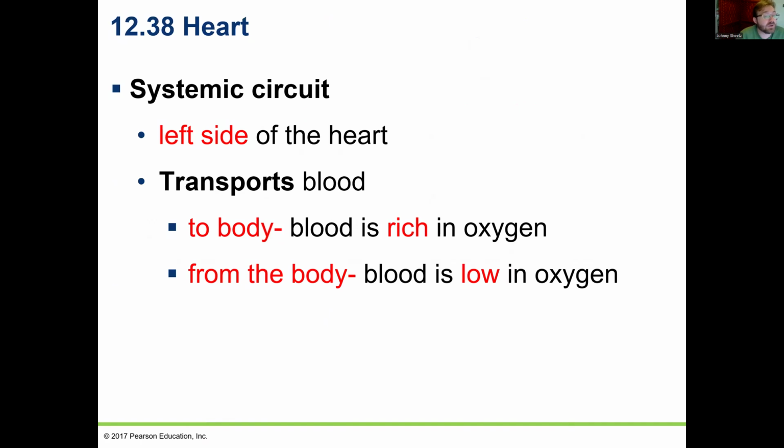Now, the second circuit is going to be the systemic circuit, which is going to be on the left side of the heart. And this is going to transport oxygen-rich blood to the body from the pulmonary system. And it's going to be receiving oxygen-poor blood from the body.